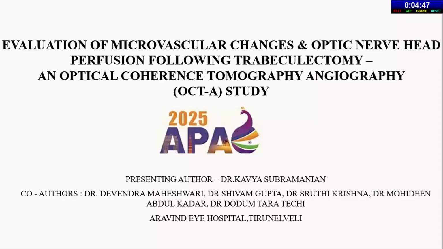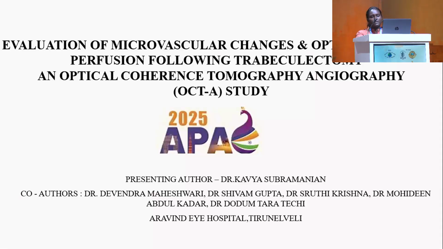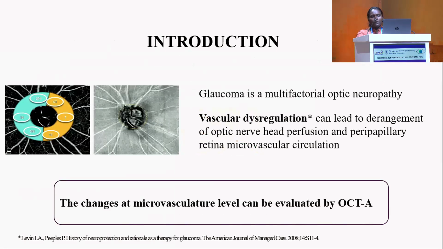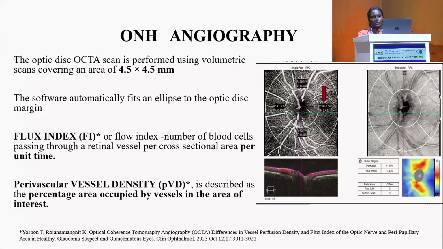Good morning all. First of all, thank you to the committee for giving the opportunity. I am going to discuss the evaluation of microvascular changes and optic nerve head perfusion following trabeculectomy, an optical coherence tomography angiography study. Glaucoma is a multifactorial optic neuropathy, among which the vascular theory hypothesizes that vascular dysregulation can lead to derangement of optic nerve head perfusion and peripapillary retinal microvascular circulation. The changes at the microvascular level can be evaluated using OCT angiography.